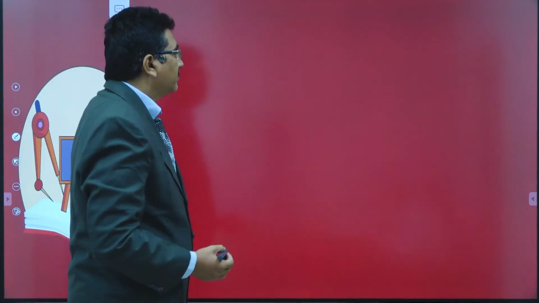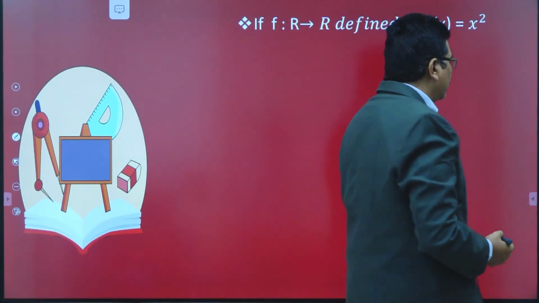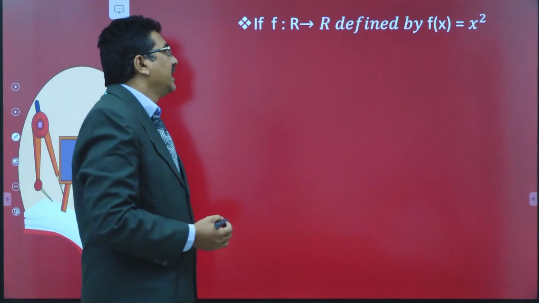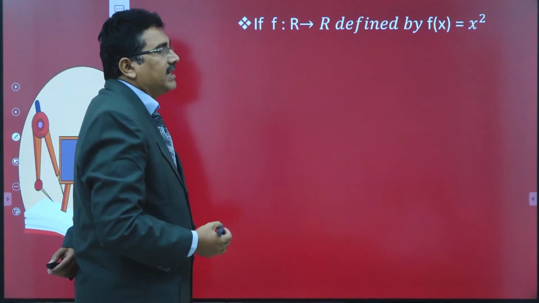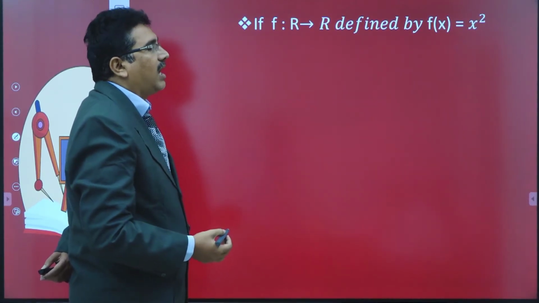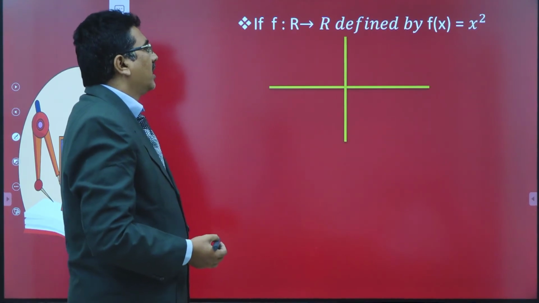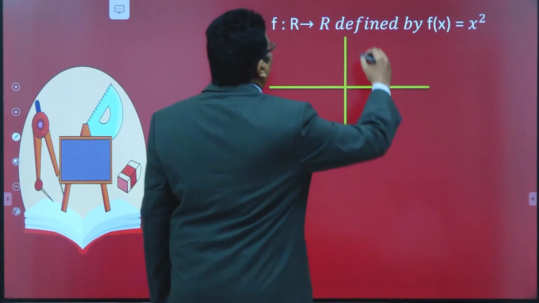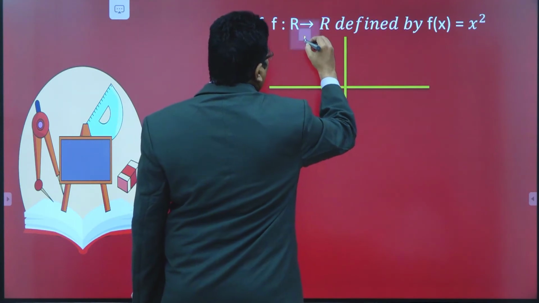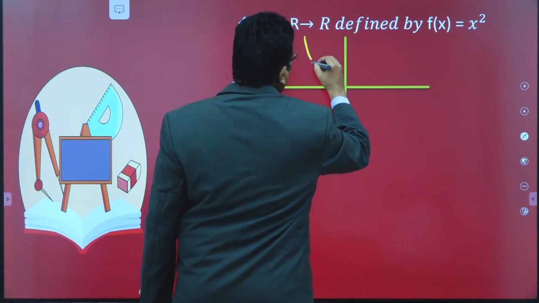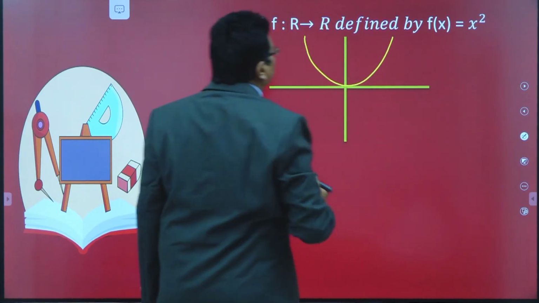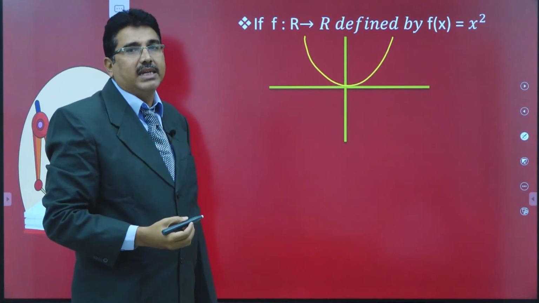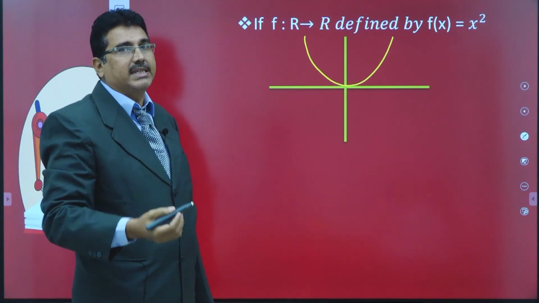Now, f mapping from R to R defined by f of x equal to x square. This is also a polynomial function, of degree 2. See the graph of this function. The graph of f of x equal to x square is a parabola, an upward parabola. Now verify whether the function is one-one, onto and bijective.